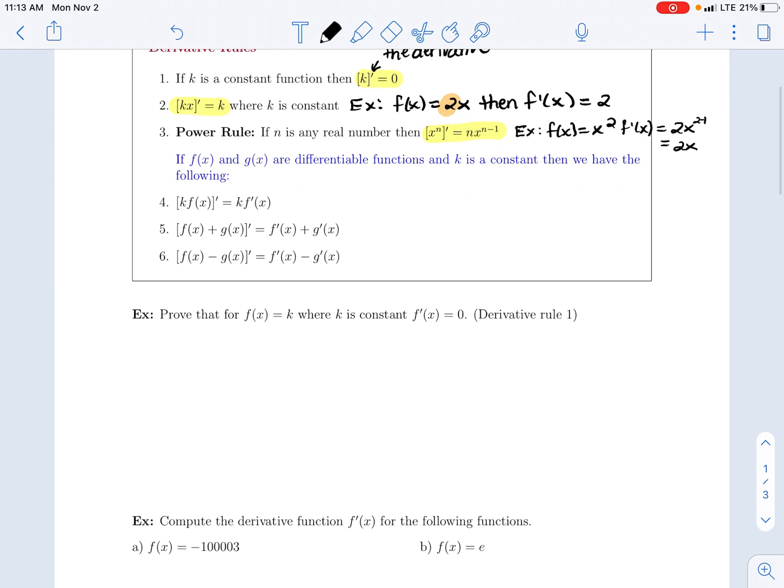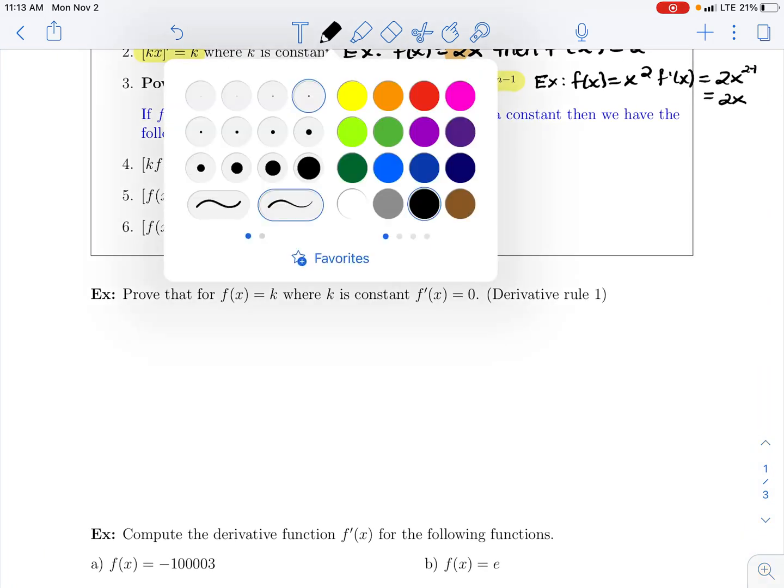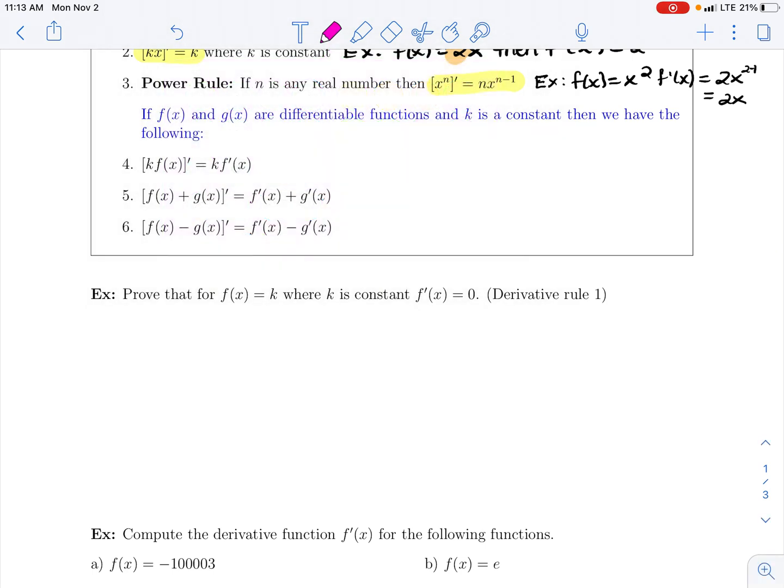So looking at this, I'm going to prove that if f of x is equal to k, where k is a constant, then the derivative is just 0. And now at this point you might be like, okay, but how do you even go about proving these things? Okay, so this is what mathematicians do. First, we just write down what we know in terms of the derivative, and we know the definition of the derivative function, right?